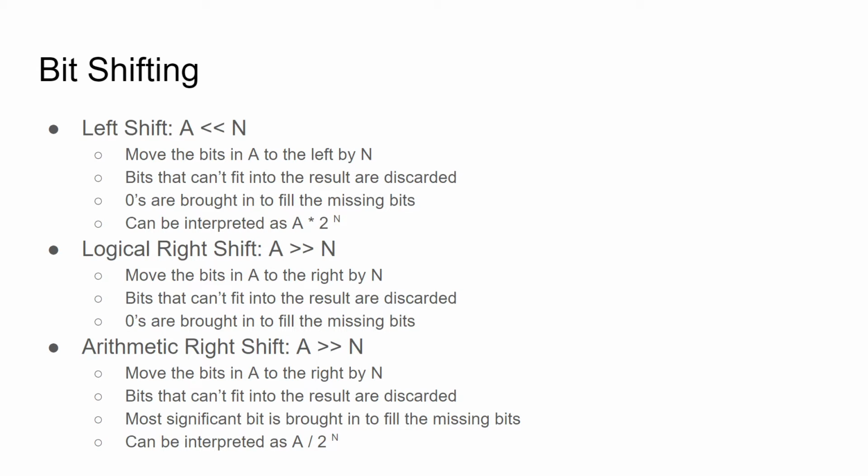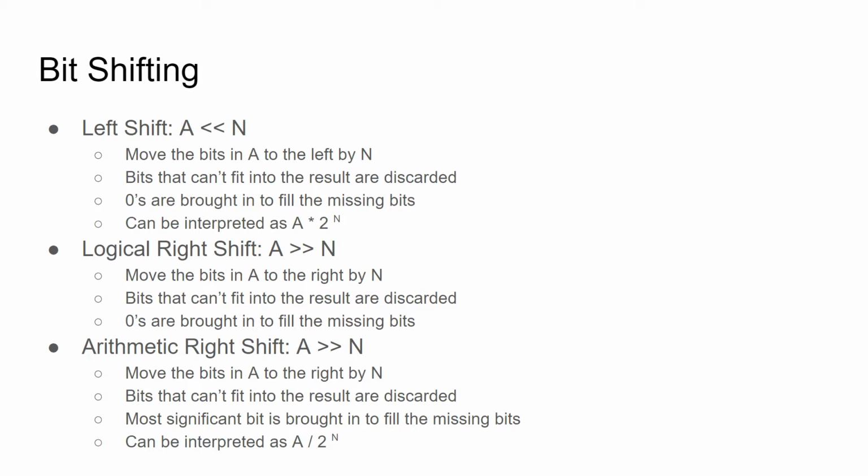So let's talk about shifting. Shifting moves all the bits in the specified direction. So if you left shift A by n, all the bits move n to the left. Any bits that were on the far left get pushed out and thrown away, and so they don't have spots to fit anymore. And then zeros are brought in to refill the missing bits. This can be interpreted as multiplying A by 2 to the n, but it does not always mean you are multiplying A by 2 to the n. Sometimes you use it as a shortcut. Sometimes you really just mean I want to move the bits over.